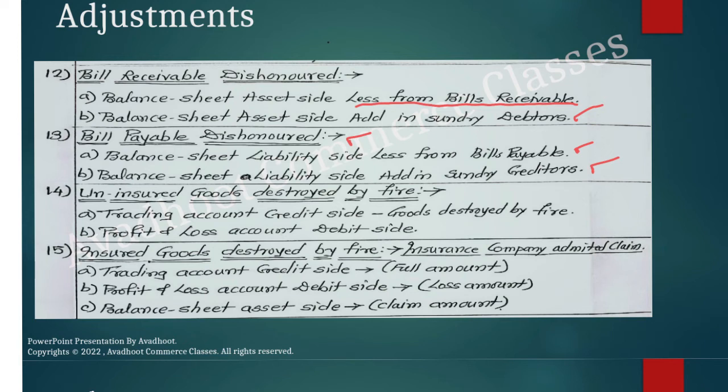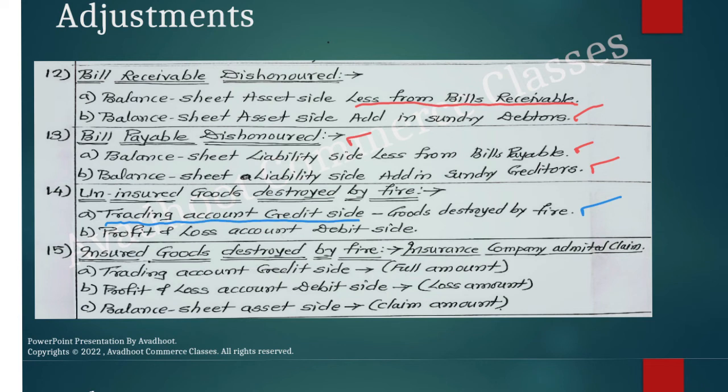Next, it is uninsured goods destroyed by fire. When your goods are insured, you are going to receive the amount from the insurance company. But here the goods are not insured and are destroyed by fire. First of all, you have to keep in mind that whatever may be the reason, when the goods go out, it is to be taken to the trading account credit side, that is, write off goods destroyed by fire, full amount.